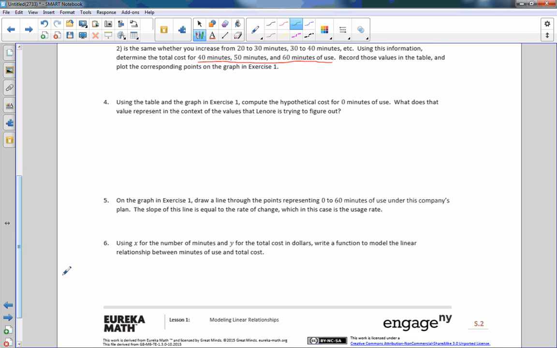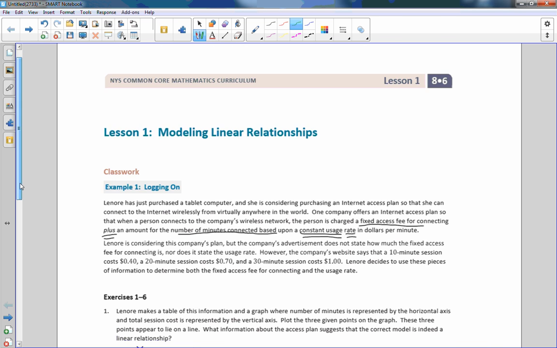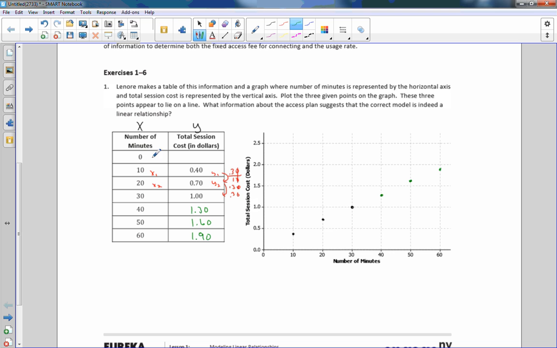Number 4 says, using the table and the graph in exercise 1, compute the hypothetical cost for 0 minutes of use. What does that value represent in the context of the values that Lenora is trying to figure out? So if we go back to this table, they're saying hypothetically how much would it cost back here? Well, if we're adding 30 cents as we go up, then we're subtracting 30 cents as we go backwards. So this would be 40 minus 30, or 10 cents. So the total session costs 10 cents for 0 minutes.